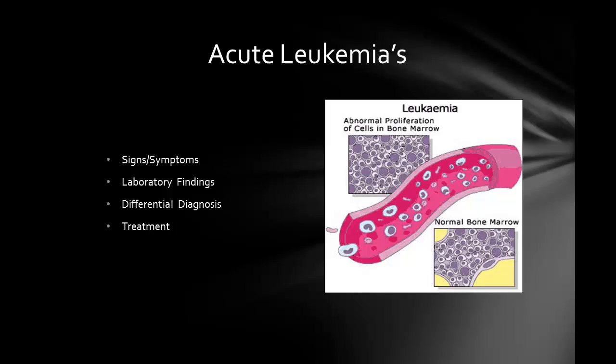This will not be tested on. It's just for your information to kind of close that loop for you as you're looking at your patient as a whole. So the treatment for acute leukemias would typically be chemotherapy if caught early enough.